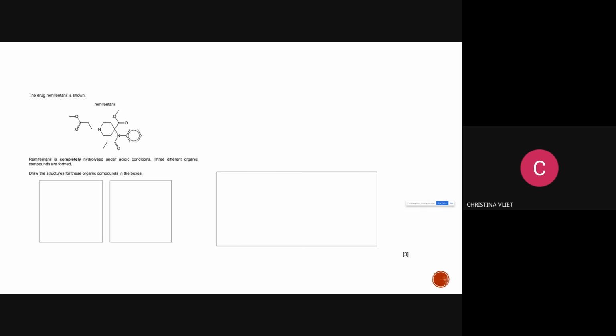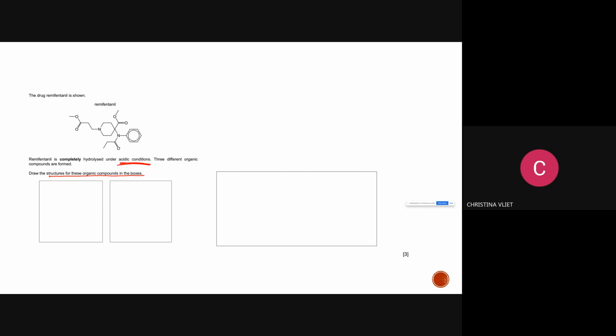Okay, so they presented you with a drug, and they are saying that it's completely hydrolyzed under acidic conditions. Acid is important because you have to know whether you're under acidic or basic conditions. If it was hydrolyzed with H plus or with NaOH, you get different products, you remember. So this is acidic conditions. And they tell you that there are 3 different organic molecules that form. There are actually 4 products here, but 2 of them are the same as each other, so they're just asking you to draw the 3 unique products. Draw the structures for these compounds in the boxes.